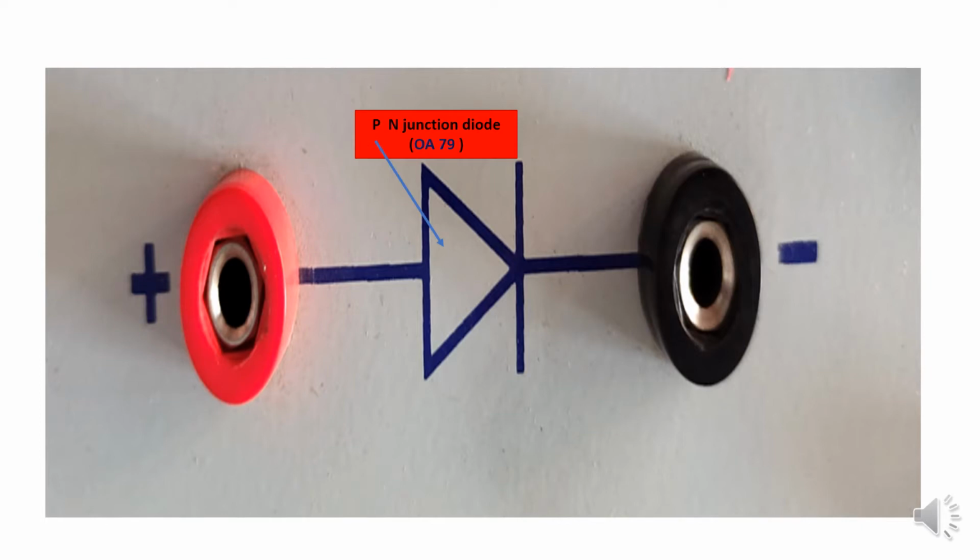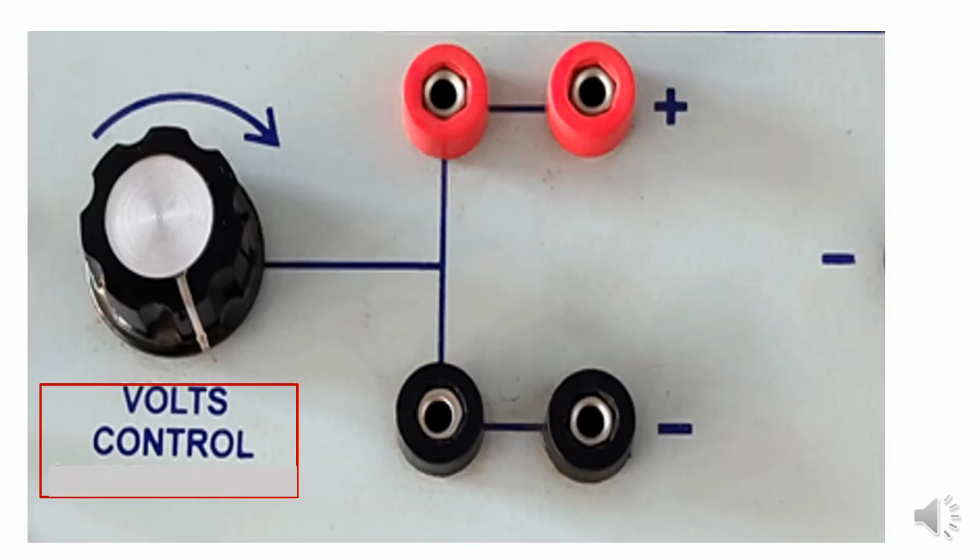Similarly, the OA79 PN junction, this is the shape of that. This will be used for studying the characteristics. This will be the power supply used for forward and reverse bias.